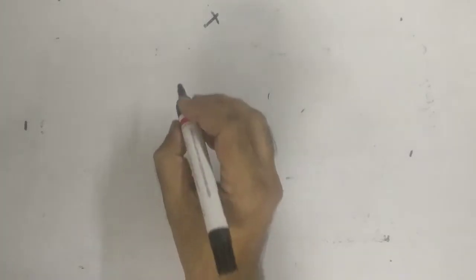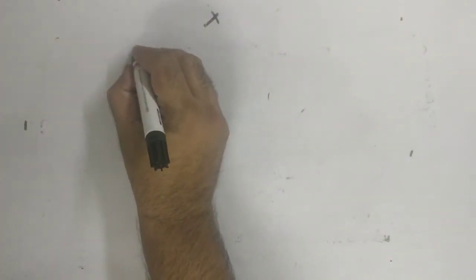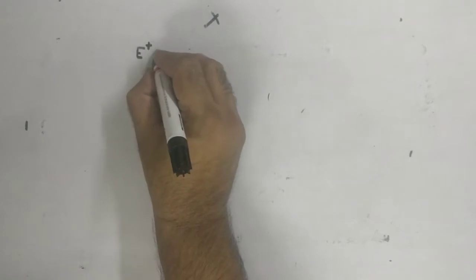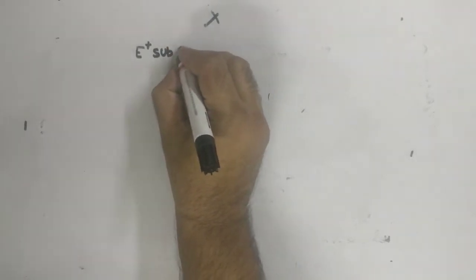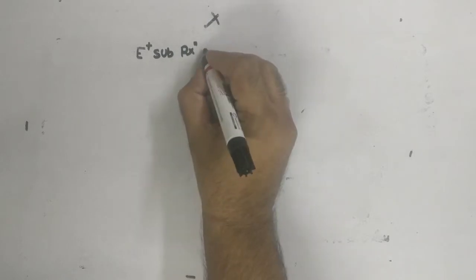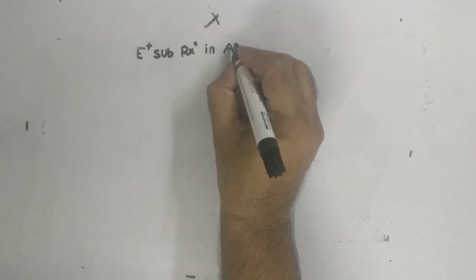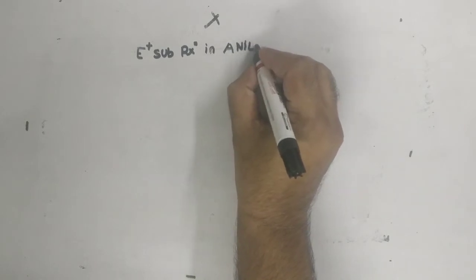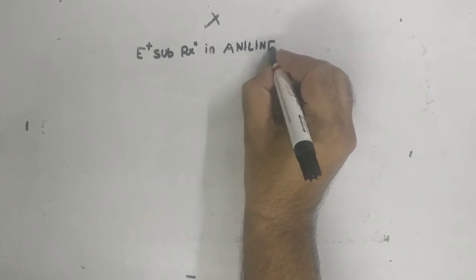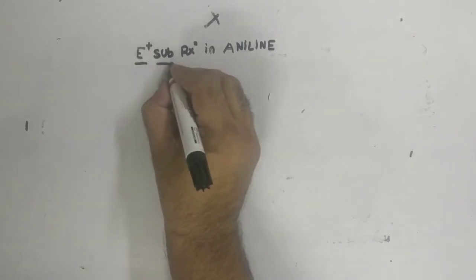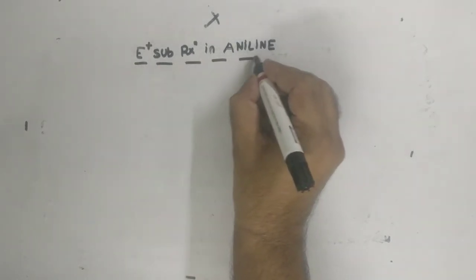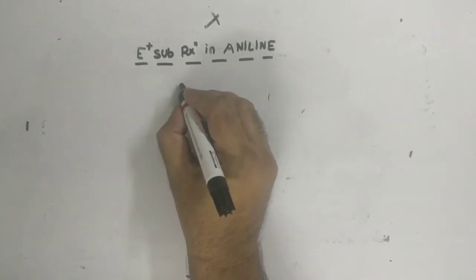So good morning students. Today we are going to discuss one of the chemical properties of amine, that is the electrophilic substitution reaction in aniline. Remember, electrophilic substitution reactions include halogenation, nitration, sulfonation and Friedel-Crafts reaction. All four we are going to do with aniline.